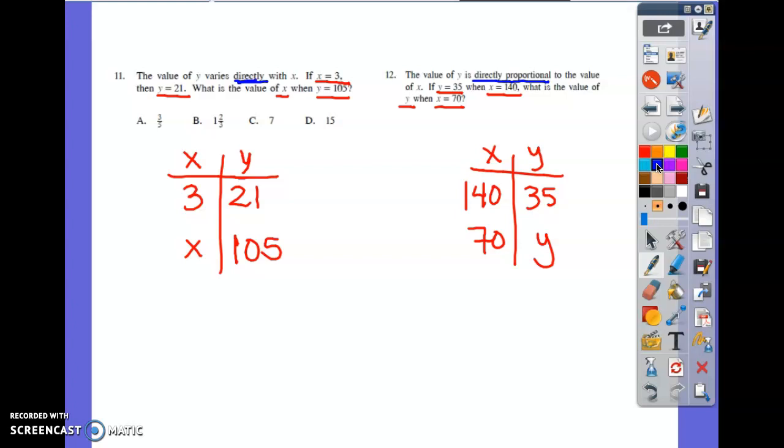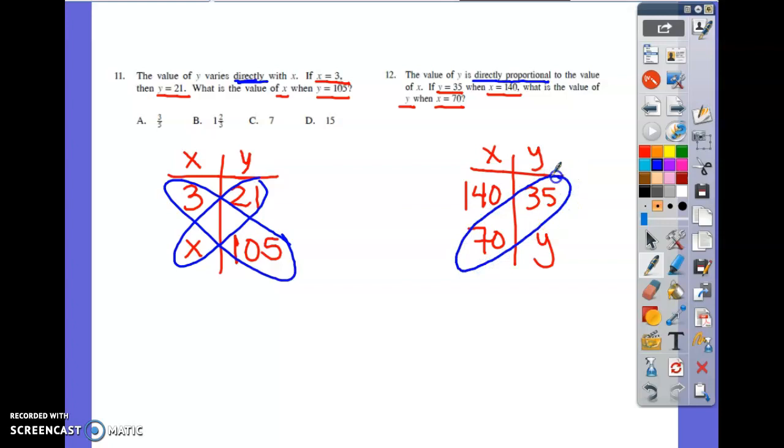Who remembers how to do this? What do I do? Cross multiply. The butterfly, cross multiply and divide. Okay, so I'm going to multiply these two numbers. 3 times 105 and then divide by the other one. Multiply these two numbers and then divide by the other one. Pause the video and do that right now in decimal.